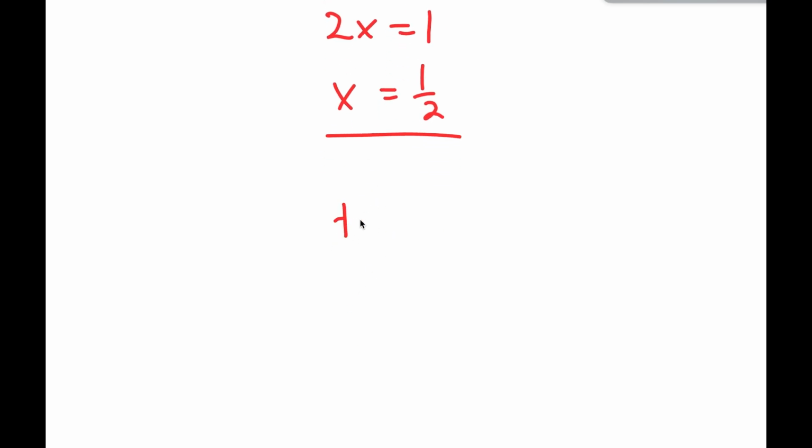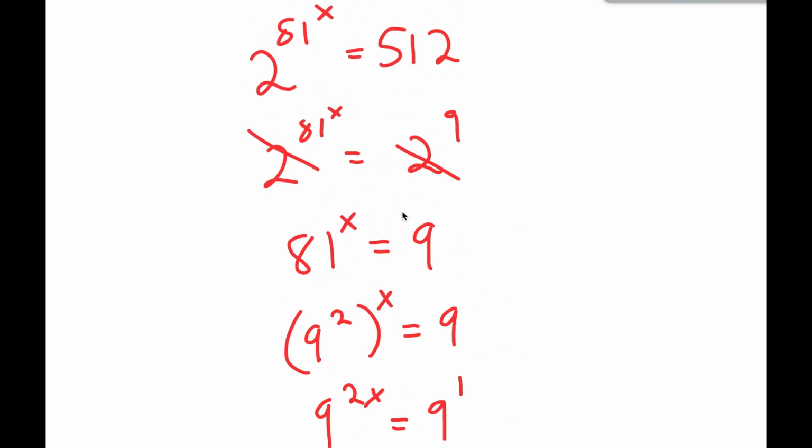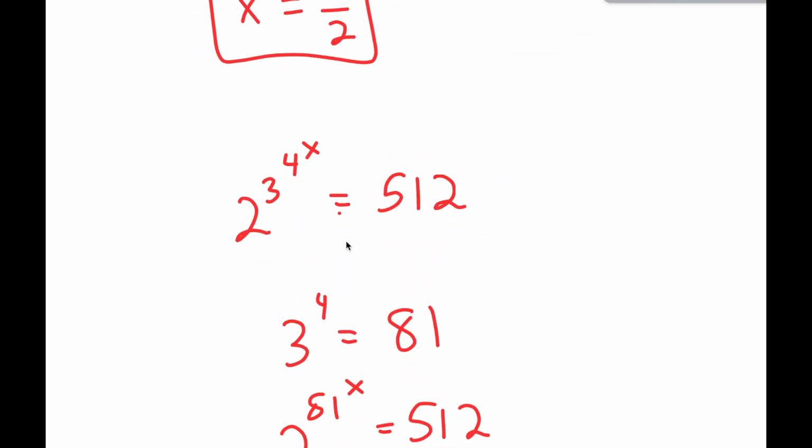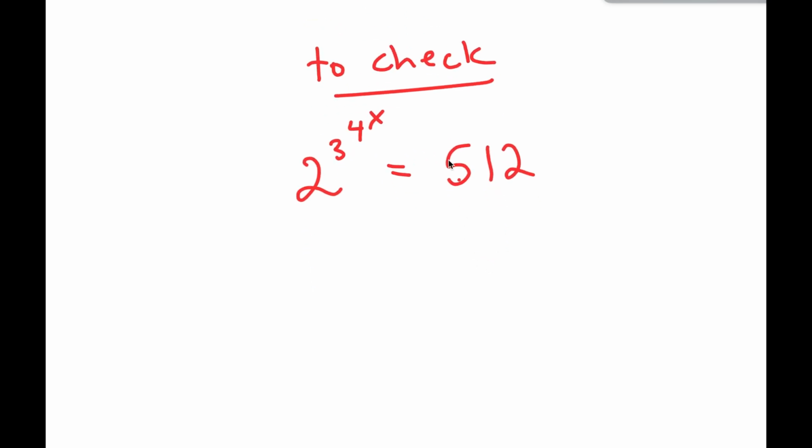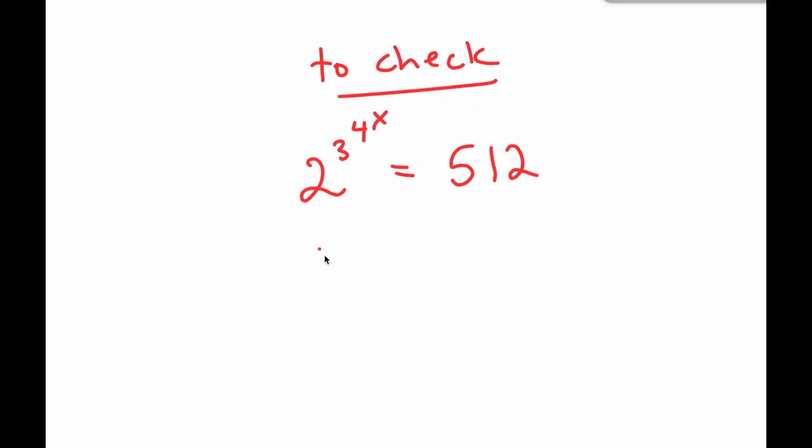Now the final step is to check my solution. So my original equation is 2 to the power of 3 to the power of 4 to the power of x is equal to 512. So I got that x is equal to 1/2. So now I have 2 to the power of 3 to the power of 4 to the power of 1/2 is equal to 512. And I'm going to work my way from the top and go to the bottom.